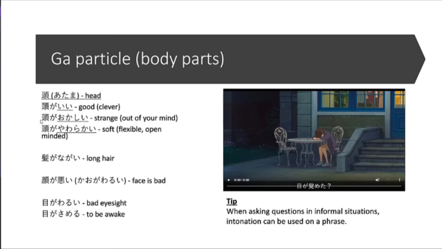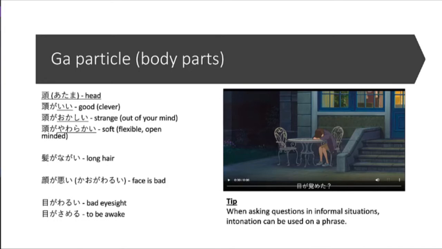Just suppose it is, but it's also useful. You can just remember these as set phrases, and usually when you come across body parts and you want to follow it with an adjective, you can just add ga and then the adjective. Again, for example, kami, which is hair, ga nagai. Kami ga nagai, long hair.